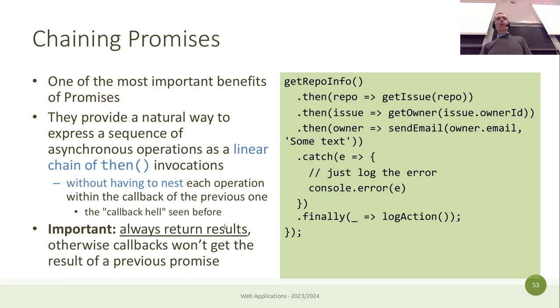To make this chaining work, there's one important thing to remember. The callback that you specify inside the dot then needs to return a value, because the value returned by this callback is the new value for the promise for the next then. So you see this syntax. This is an arrow function. This arrow function has an implicit return value, but there is the return value. If I put the curly brackets here, nothing works anymore.